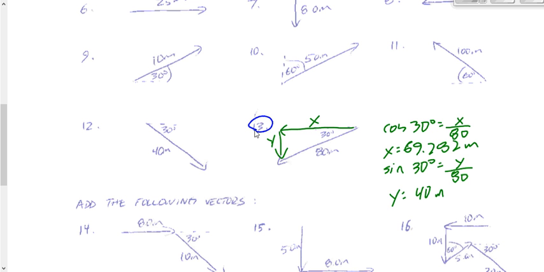There we go. Now, this is part of a bigger problem where we had to add vectors together. We just replaced the 80 with 69.282, and 40 meters over here. And then we pretend this 80 meters doesn't even exist. It's dead to us.